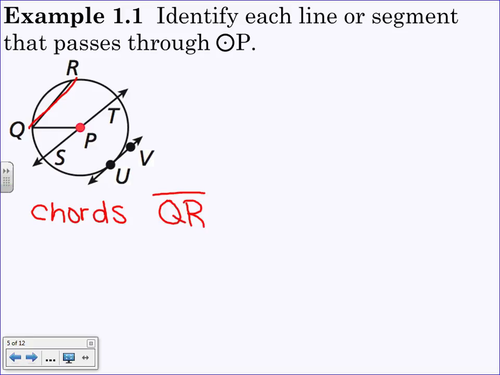We also have another chord. This line here has points S and T labeled. So we can say that that's chord ST.